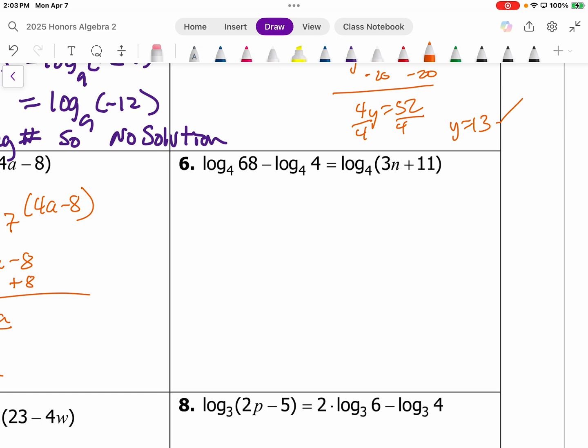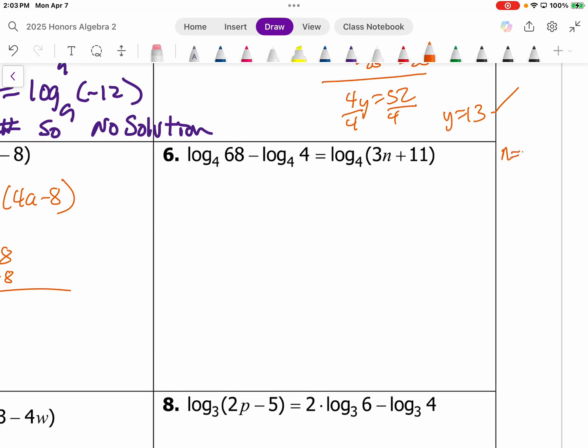So I'm thinking n is equal to 2. Is what I'm thinking real quickly. Let's double check to make sure I did that right. So on the left side, when we're subtracting, what do I get to do to the two numbers as I condense? If I'm subtracting logs, then I get to do what with the numbers? Divide them. So 68 over 4. So that'd be the log base 4 of 17.